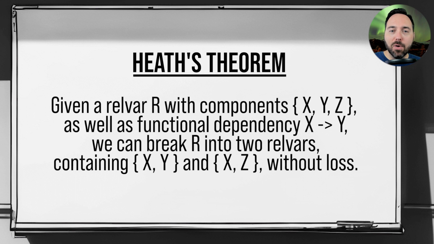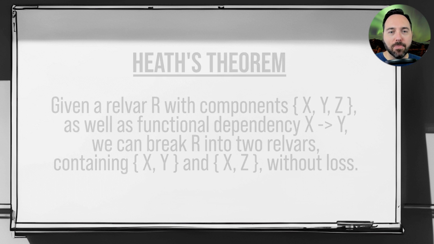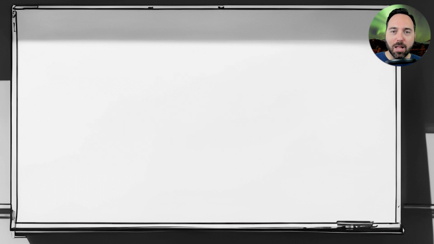We can do this without loss, meaning that later we can combine the two rel vars back together using a join operation on X and get back the exact same tuples as we had before. No more, no fewer, and no different. The neat thing about this is X, Y, and Z are generic terms. Y and Z here could represent half a dozen attributes apiece, and the math still works exactly the same way. Now let's see how this applies.